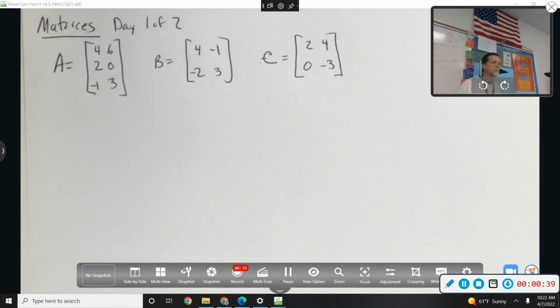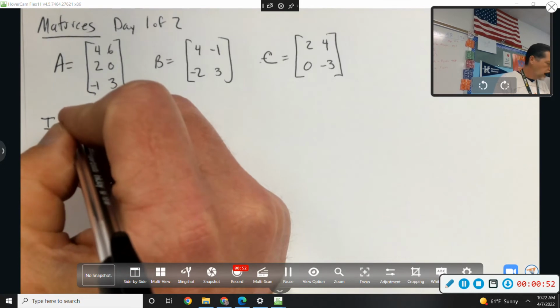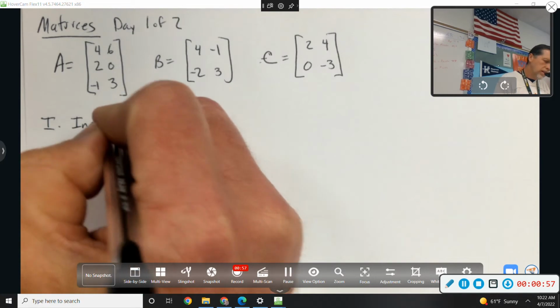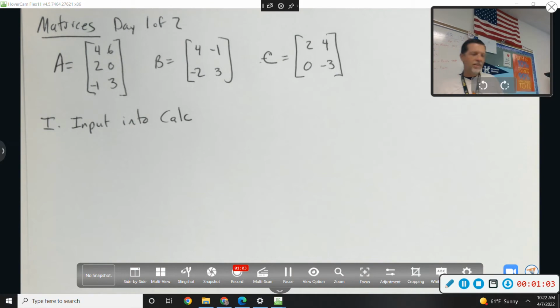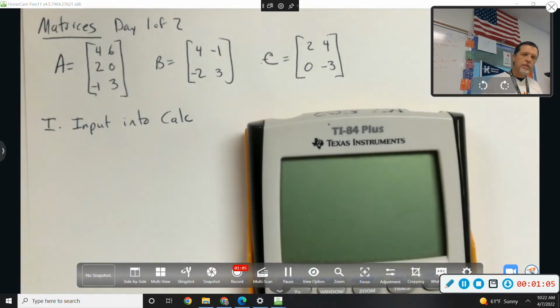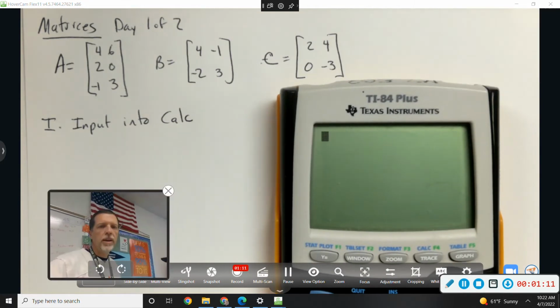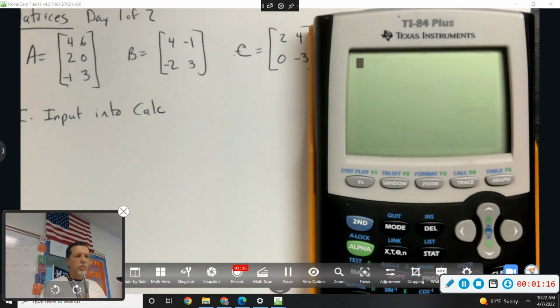Copy those down. So first thing we'll talk about, it's not really notes, it's just doing it, is inputting it into the calculator. So grab a calculator, see if you can find what button would be a good one to push for this unit.